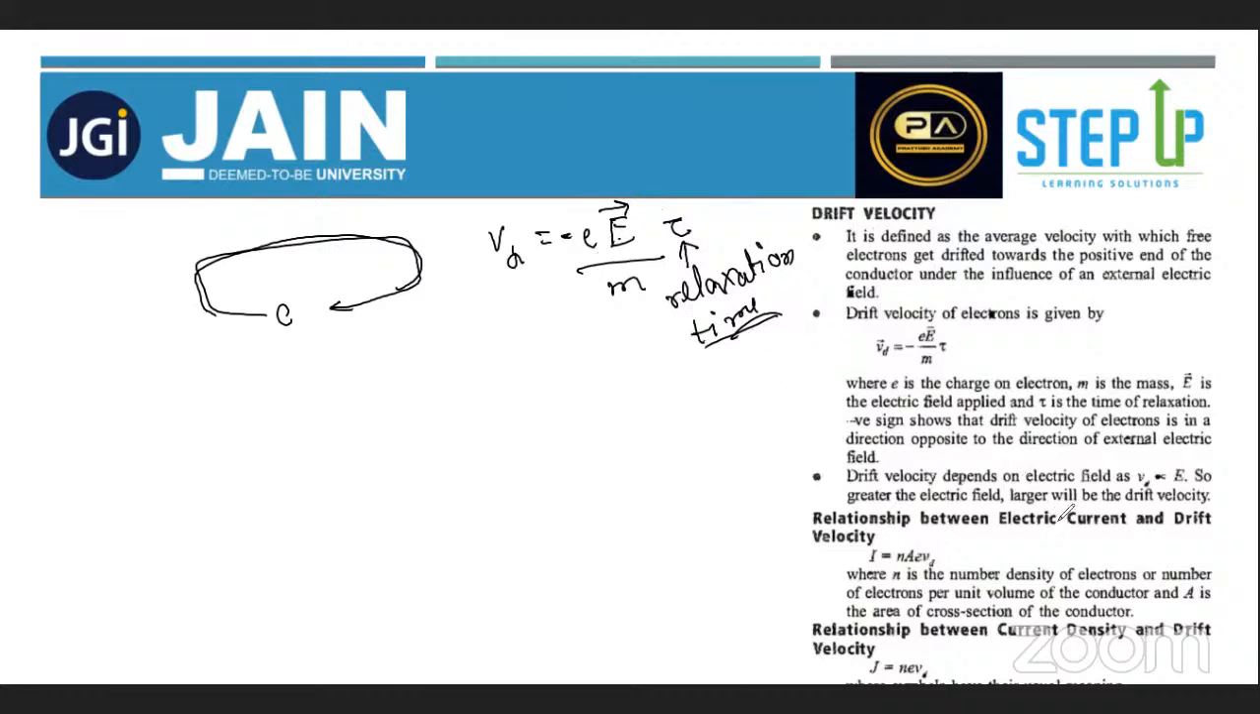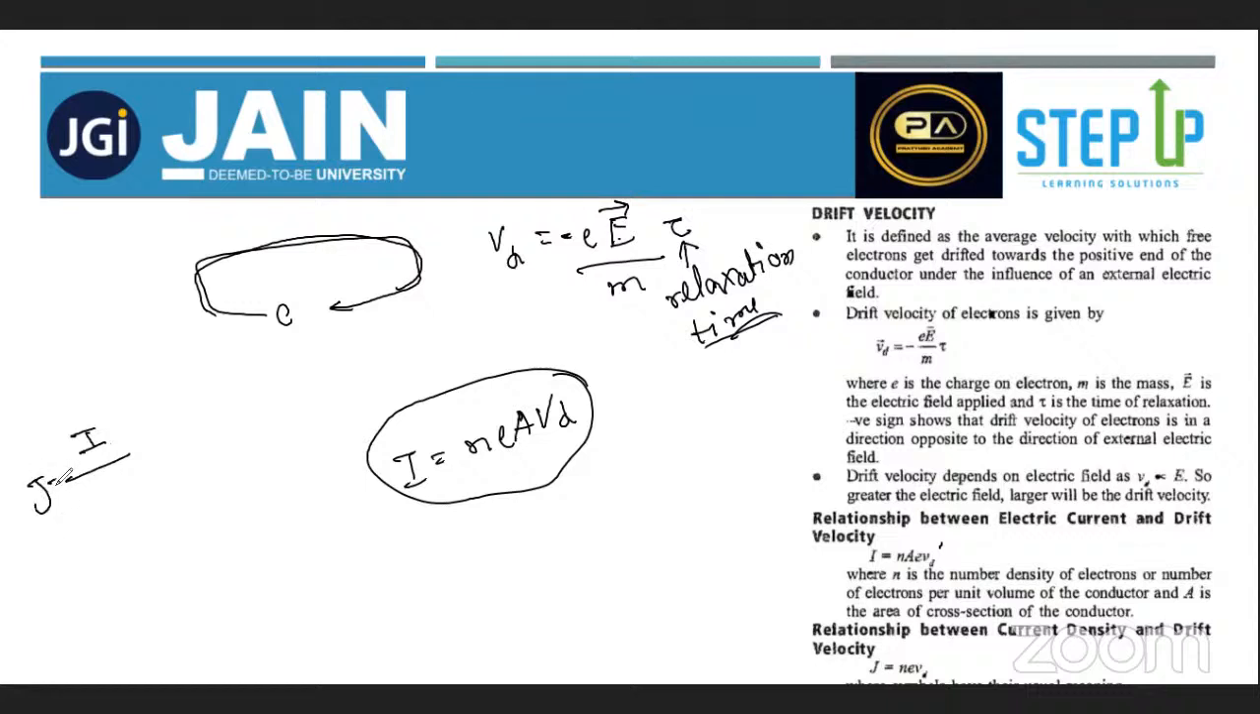Now, what is the relationship between electric current and drift velocity? I is equal to nAeVd. Another term is current density. Current density is defined as J is equal to I upon A, so I upon A will give us n e Vd.